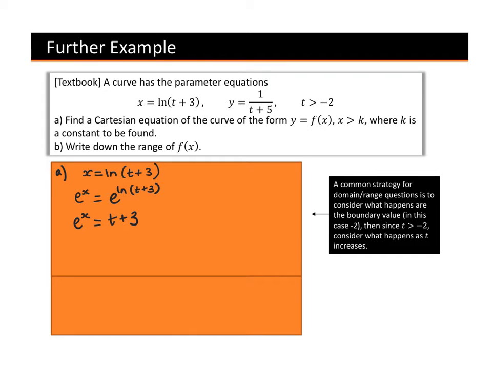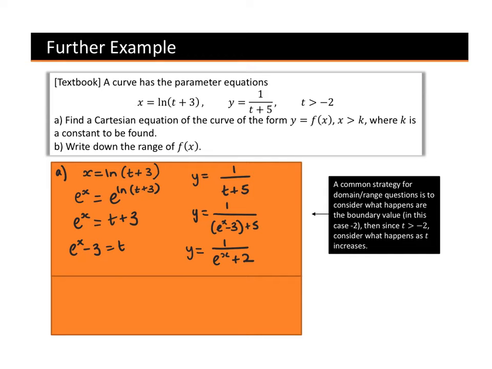How am I now going to find t? I'm going to take away 3. So e to the x minus 3, this is what equals t. I now have what t equals. I'm going to substitute this into what y equals. So I know that y equals 1 over t plus 5. That means if I substitute this in, I'm going to get y equals 1 over e to the x minus 3, plus 5. So y equals 1 over e to the x plus 2. We've done it. This is great.